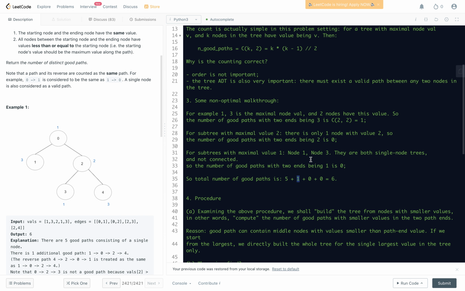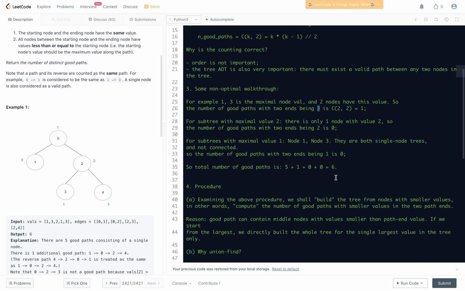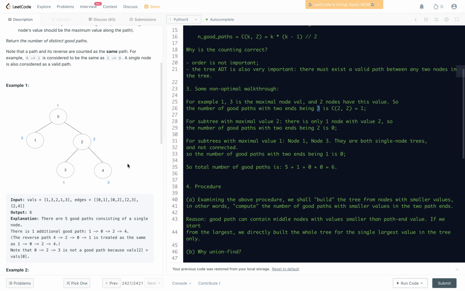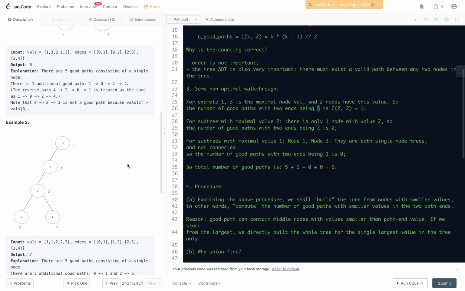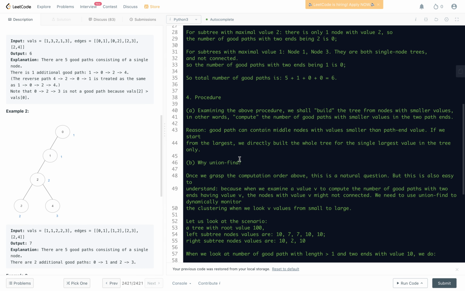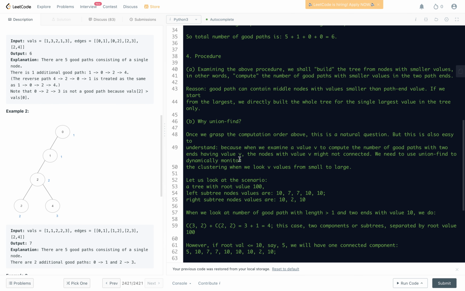So the total number of good paths in this example 1 is nothing but 6. So this is the length 1 good paths, plus 1, the one good path with ends being value 3, plus 0, 0, that is 6. So that's a walkthrough for example 1. Similarly, you can check example 2.